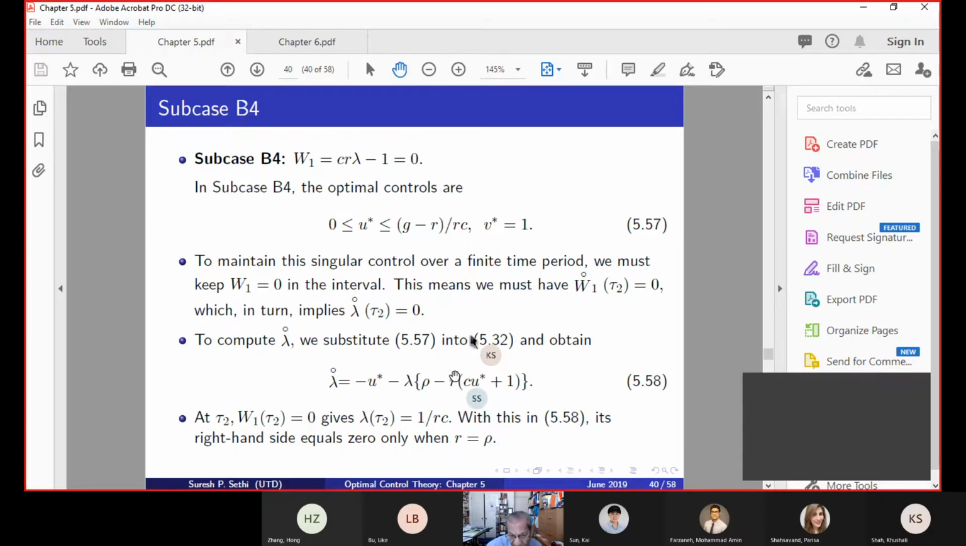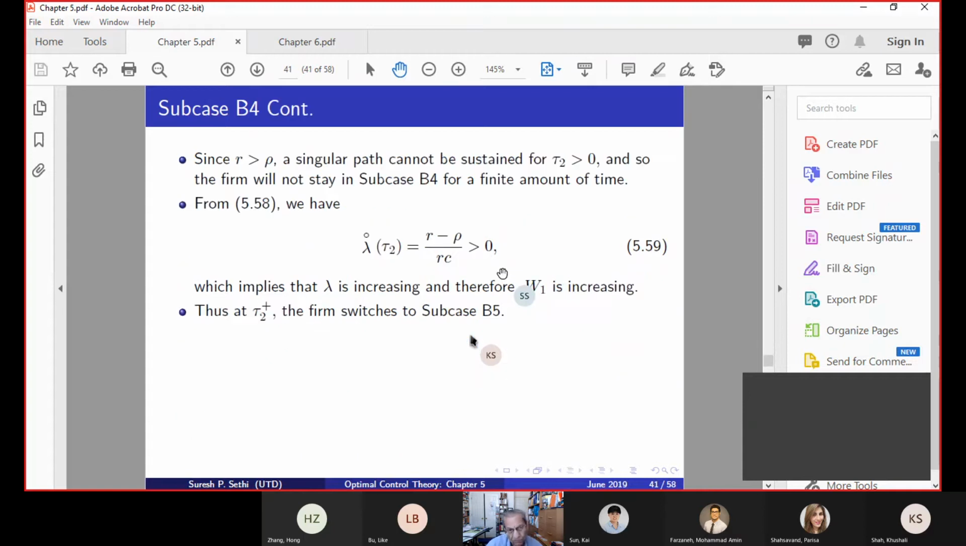And we put that in 5.58. I can put that value in 5.8. And then I equate the right hand side to 0, and I get again R equal to rho. That means that in order for me to be maintaining this, I need R equal to rho, which again we did not assume. We assume R bigger than rho, because R equal to rho is a trivial kind of case. You earn the same amount of money the stockholder wants, so you are indifferent between putting money or not putting money. And so lambda 2 circle will become bigger than 0 immediately after tau 2. And we are in case B5.